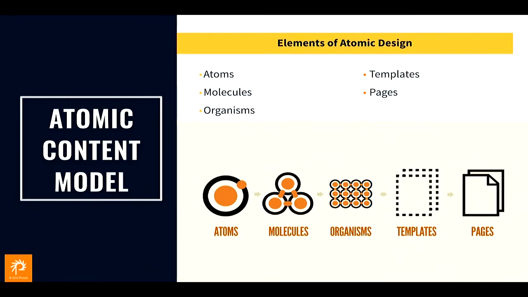Organisms are the content piece of the page that you're looking at. You can think of this as the node content, such as a recipe. Templates, of course, contain all the placeholders for everything, which then turn into pages, which is the complete structure that we serve for the end user.